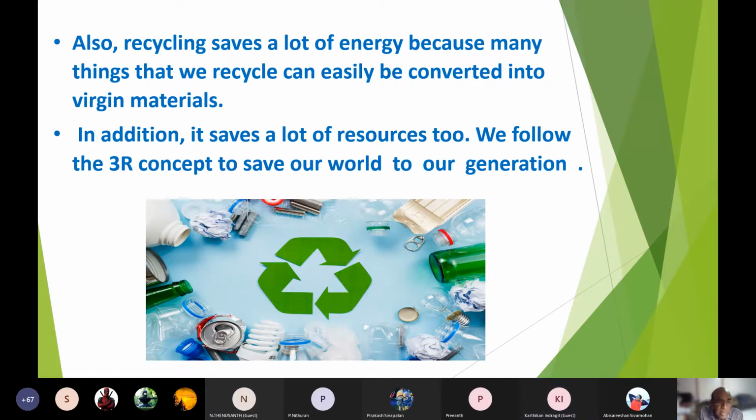What is the 3R concept? Just hold on a second. Anybody else who can tell me what the 3R concept is? Recycling, reduce, reprocess. Reduce, reuse, recycle. Okay, good. Yeah, reducing waste, reusing it, and then recycling it. That's called the 3R comes into play. All right, that's very good. Next slide, last slide.